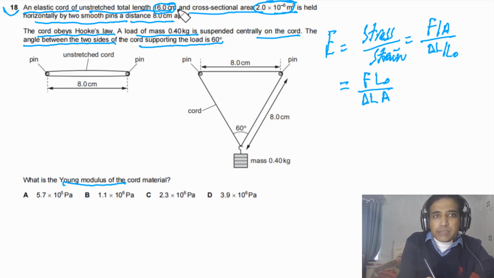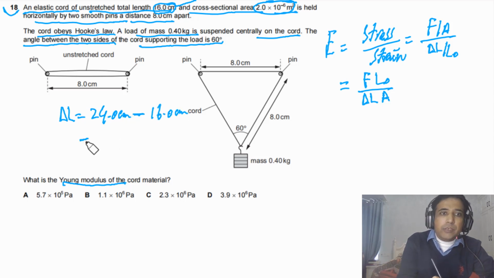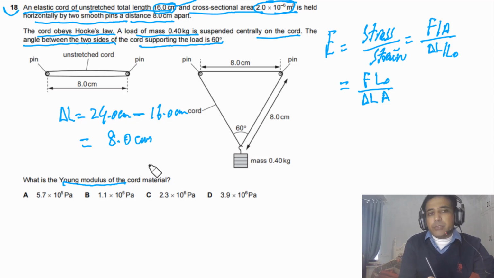Now first of all, this is 16 centimeters long, but now if you look at this one, this is 24 centimeters long. So we can also find out value of delta L. So delta L will be equal to 24.0 centimeters minus 16.0 centimeters. So we can say delta L is equal to 8.0 centimeters. So we have L naught, we have delta L, we have A. Simply we need to find out what is value of F.